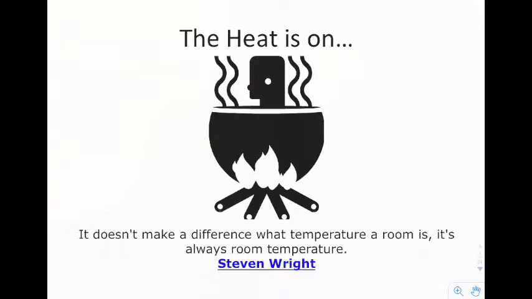Welcome to the fourth presentation in Unit 3 entitled The Heat is On. It says it doesn't make a difference what temperature a room is, it's always room temperature.